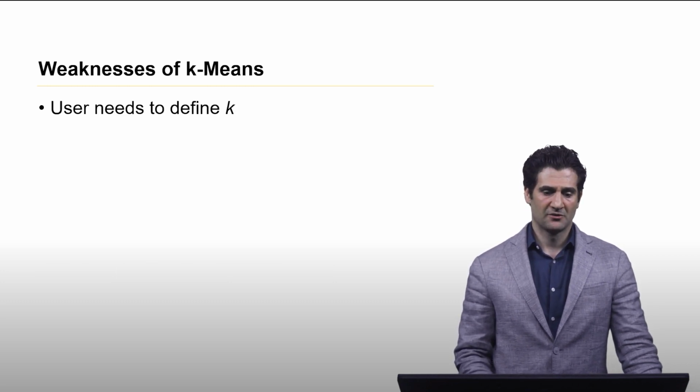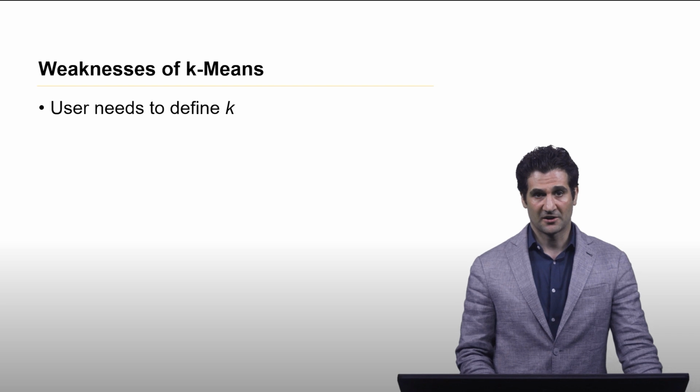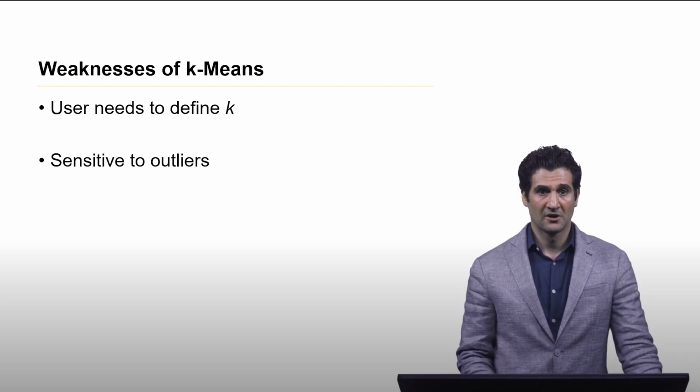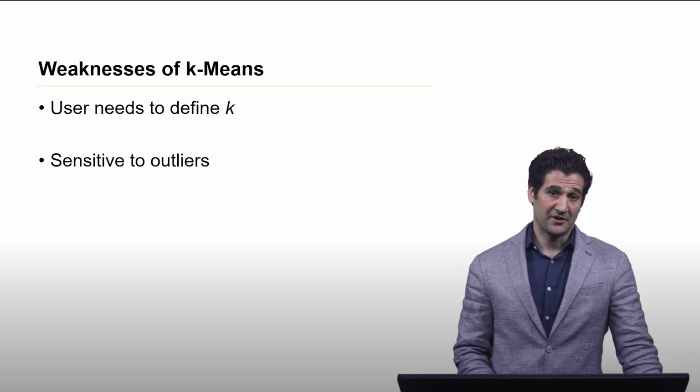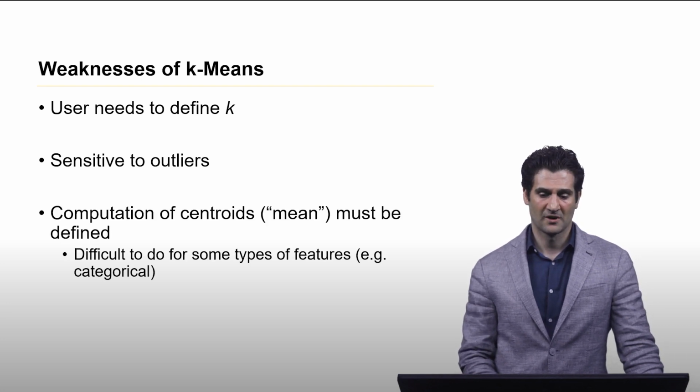Weaknesses of k-means? Well, you need to define k. There are a couple of methods for doing this, such as the elbow method, which I think is in one of our exercises. K-means is also sensitive to outliers, and we'll show a visualization of what that means.